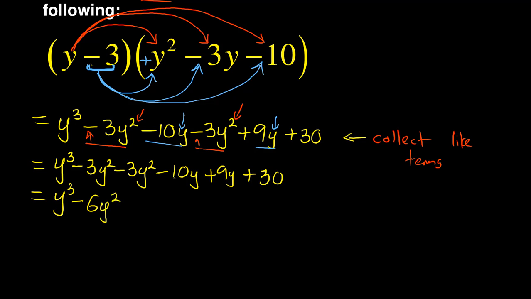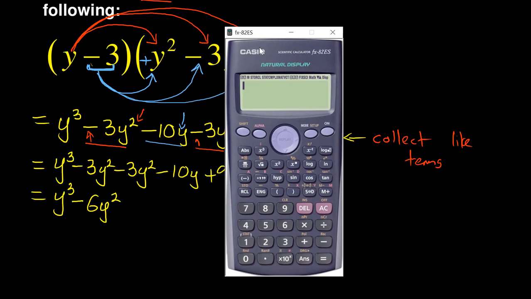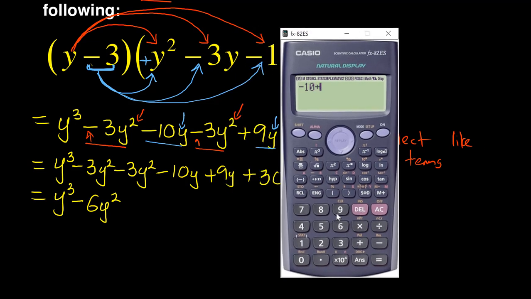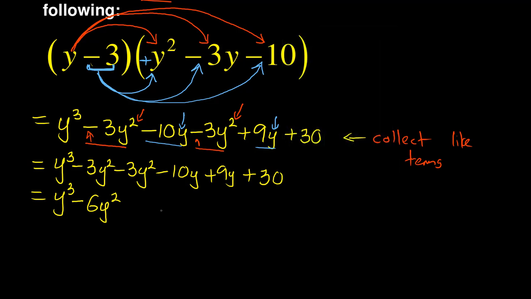You move on to say minus 10y plus 9y. You take a calculator and say minus 10 plus 9. You focus on the numbers only. It says minus 1. So you have got minus 1. You maintain the variable there, which is a y. And then plus 30.